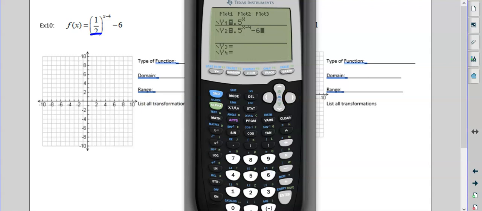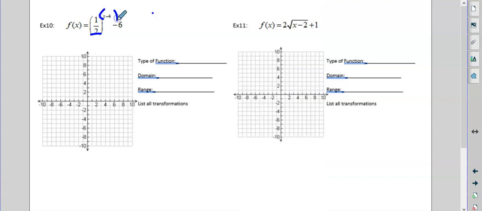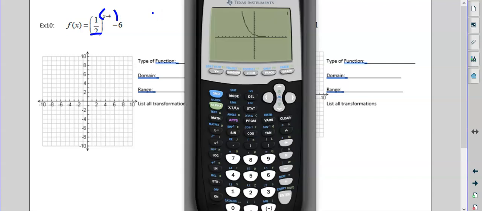Now the x minus 4 is not in parentheses, but for all intents and purposes it is. So you can still think about inside lies. So there's my parent function of decay, and you can see that it's moved right and down. Okay, so let's get some points here.